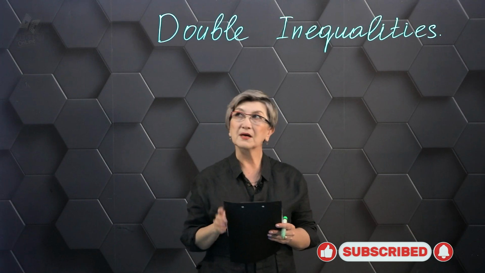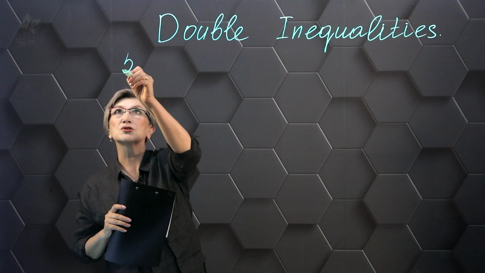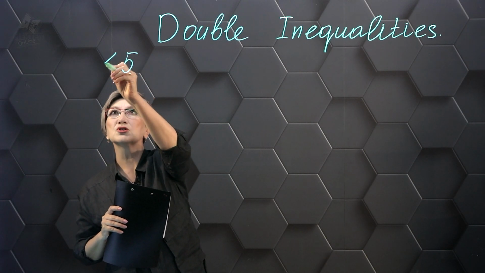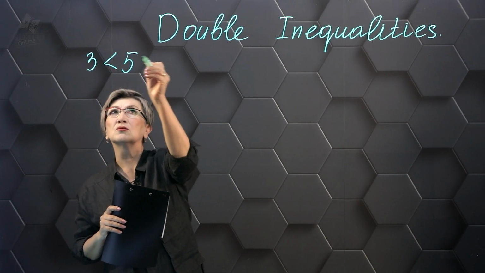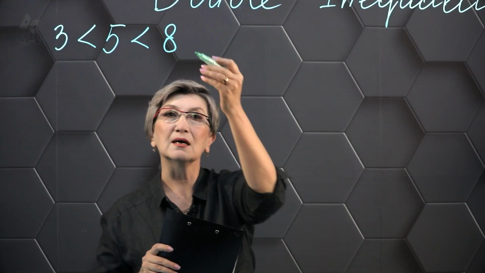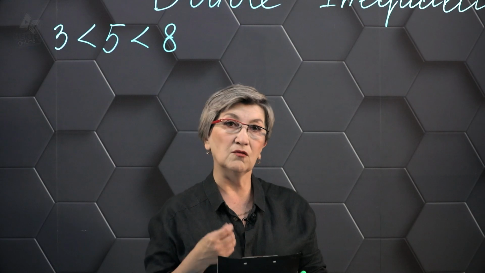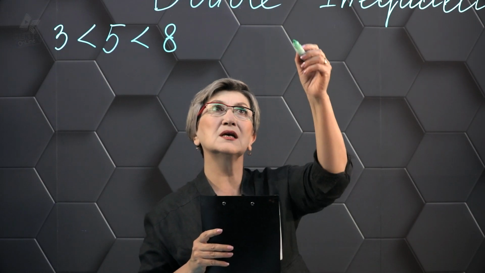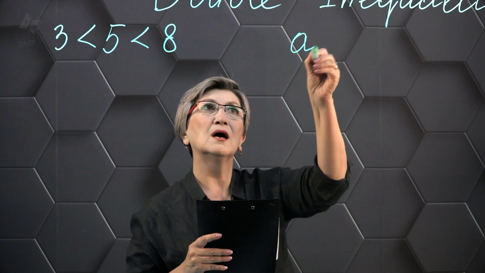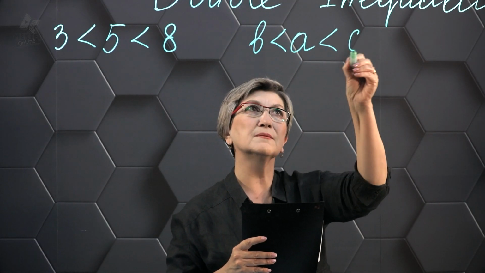Let's illustrate with an example. If I mention that 5 is greater than the number 3 but less than the number 8, then this comparison is represented as a double inequality. In algebraic terms, it can be written like this. It is more than a certain number b but less than number c.